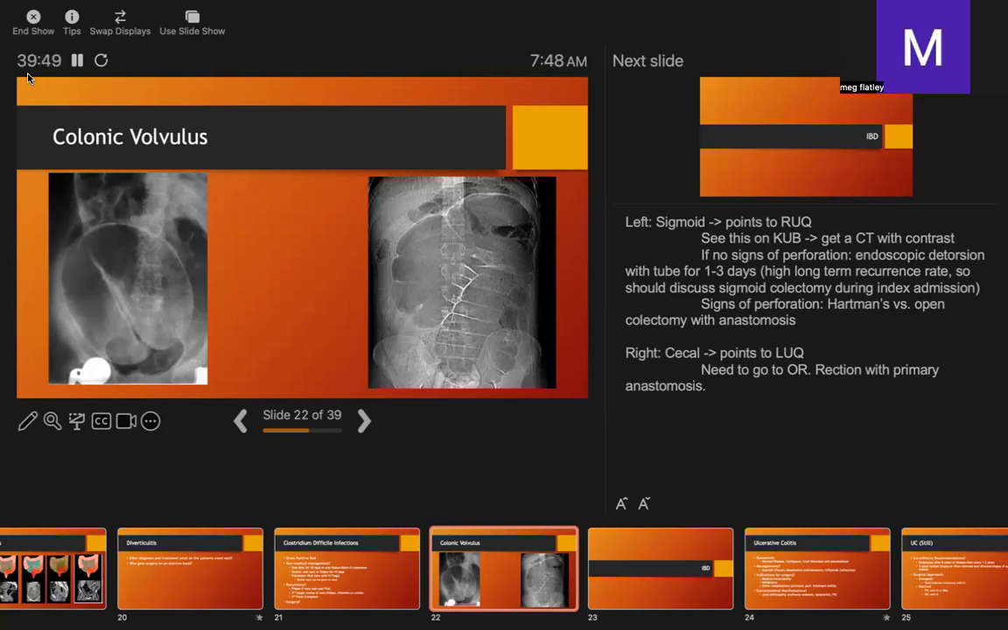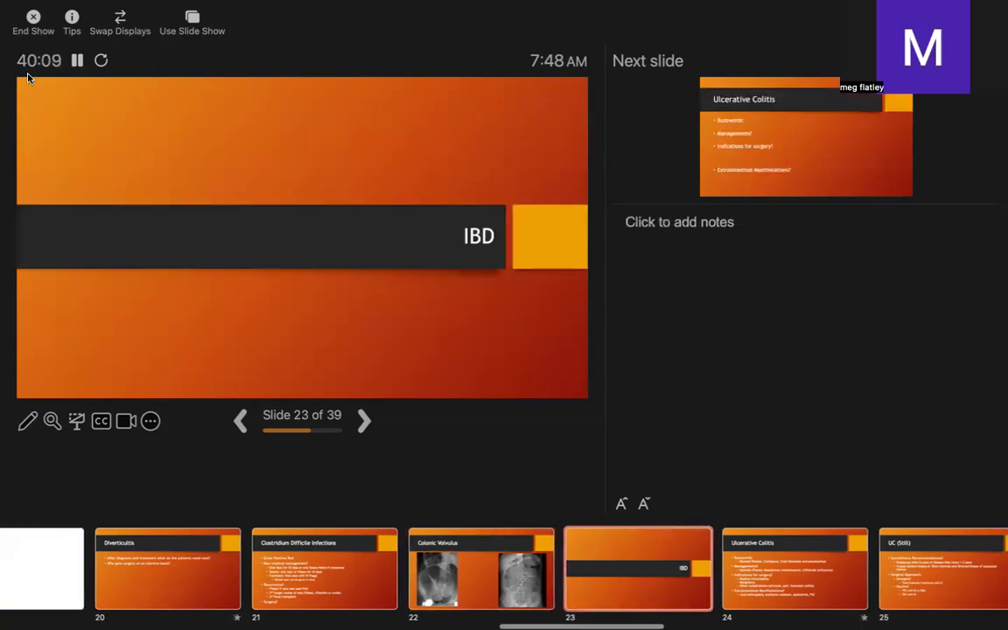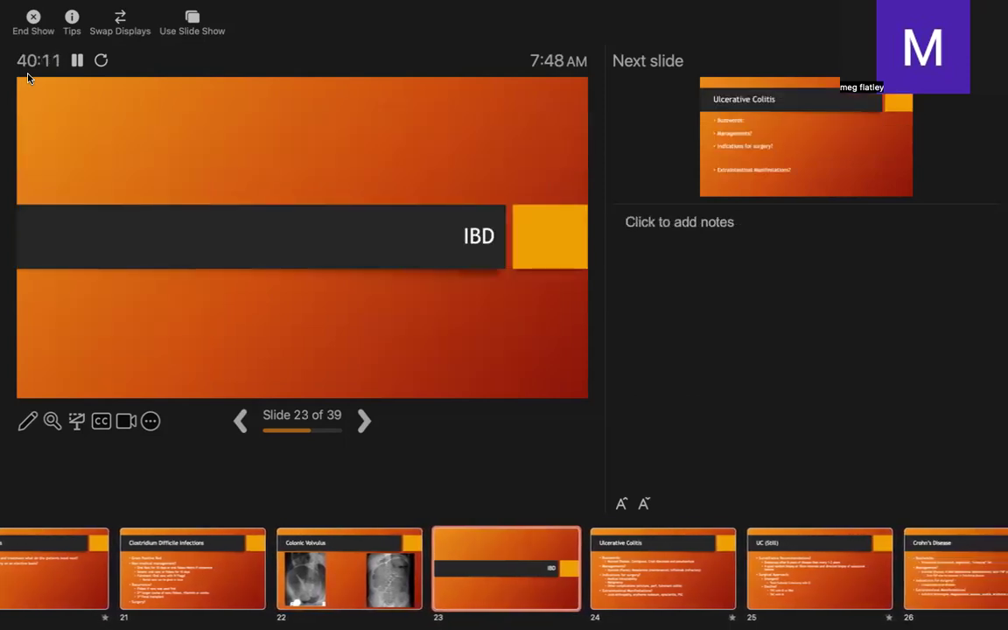Okay, for the right, what do we do for cecal volvulus? Yeah, don't endoscopically detorse that, okay? That's not the answer on the test. They have to go to the OR. So you resect these, okay? Great.